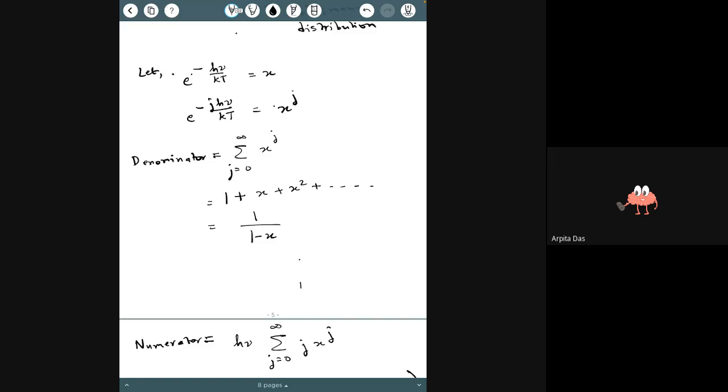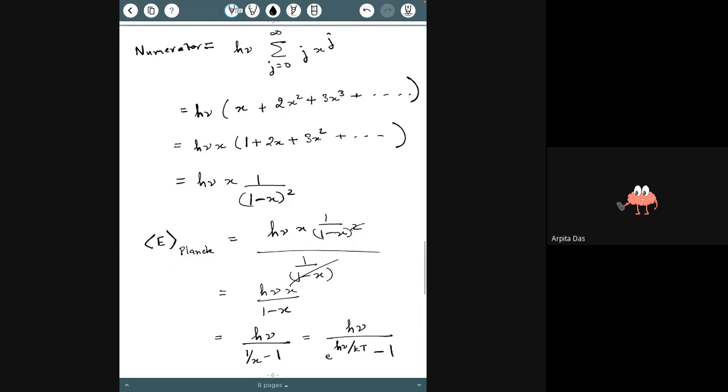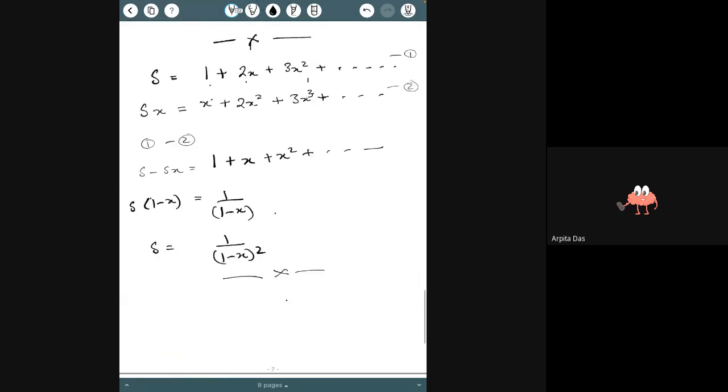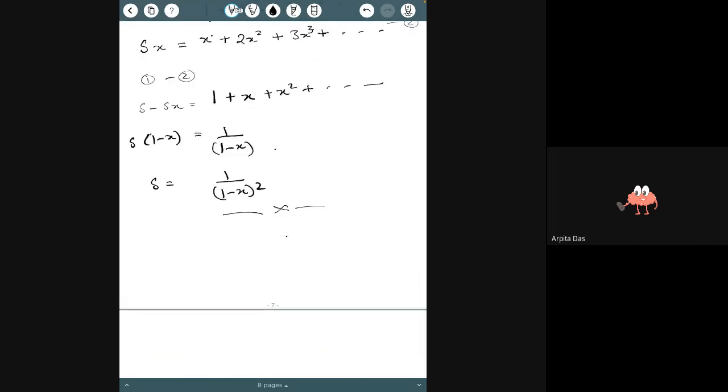So this is a very simple geometric series with multiplier x. Yes, ma'am, done. Thank you, ma'am. Okay. So this is it.